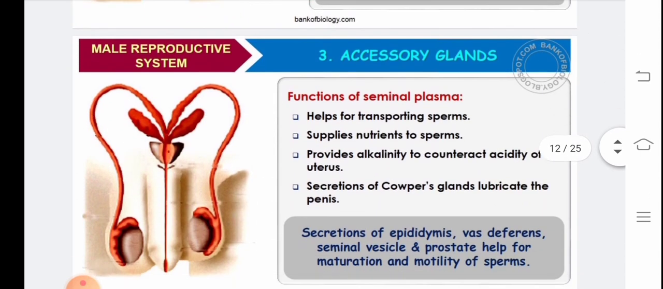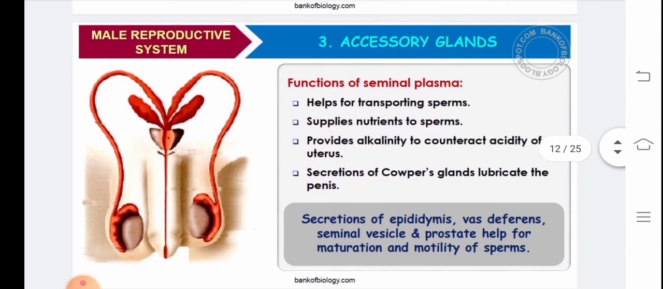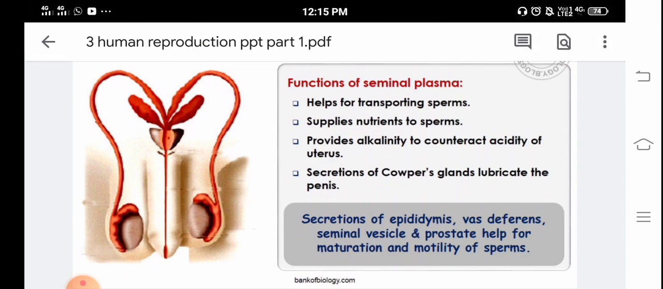So here is a list of functions of seminal plasma. You can go through this.